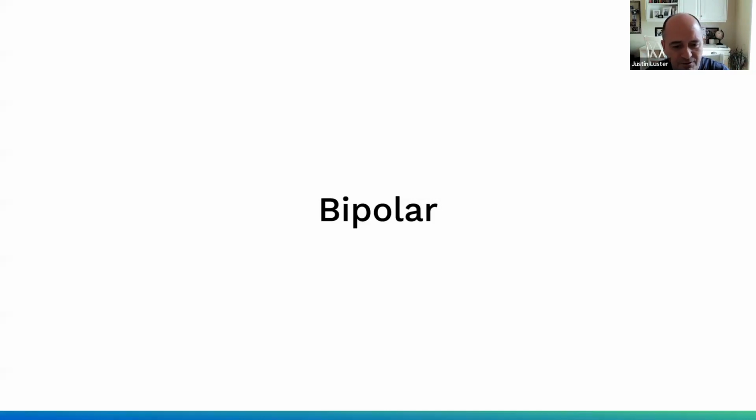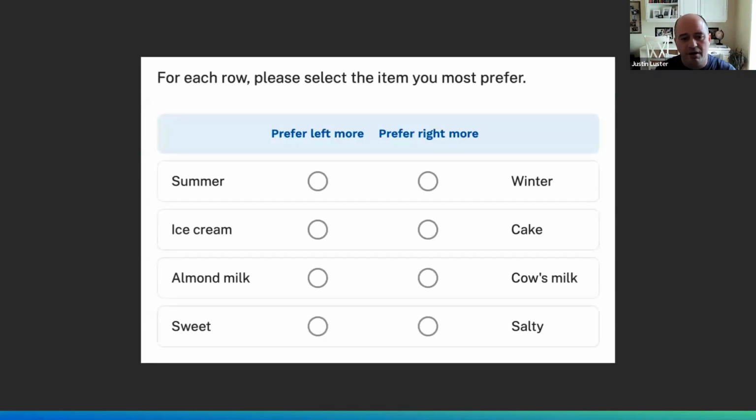Bipolar, we're coming up with this name here. Semantic diff is what we called it in Lighthouse Studio. This is where you can have items on the left and items on the right, and we can ask people which they prefer more. Do you more prefer summer or winter? Do you more prefer sweet or salty?